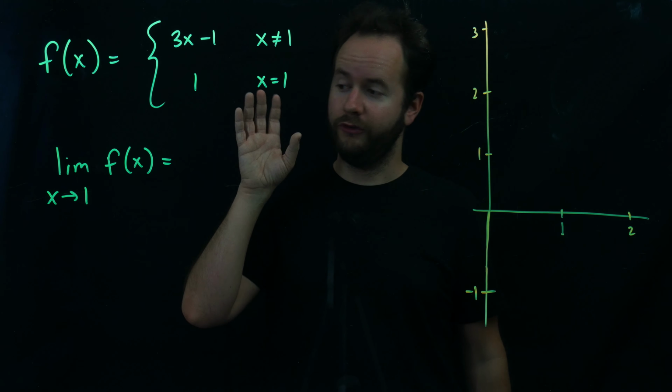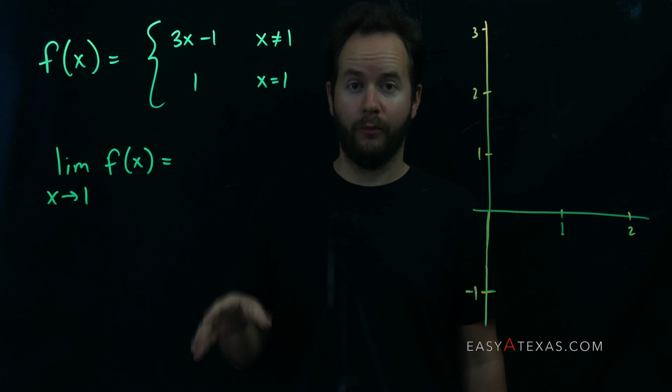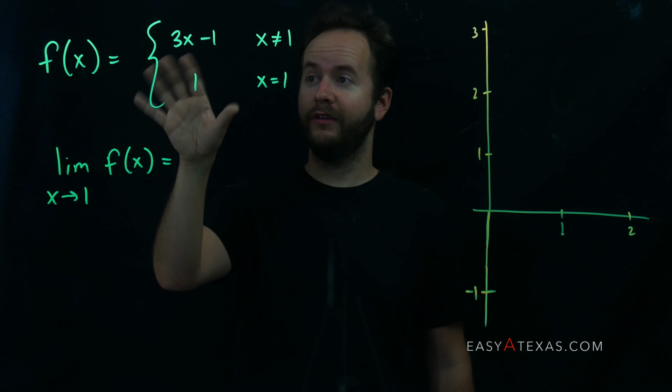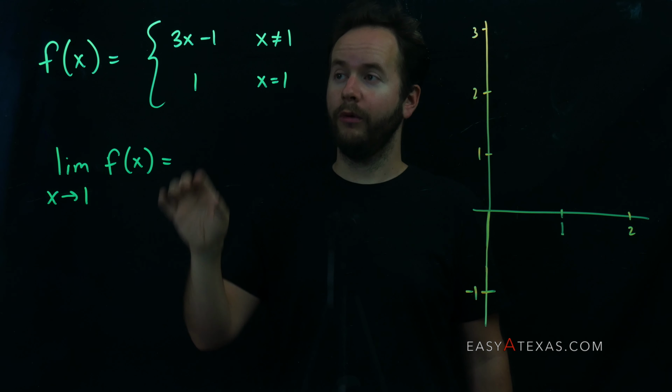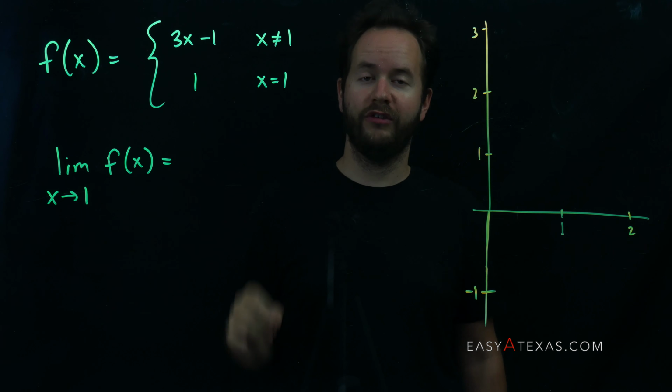This is a piecewise function where we're being asked the limit as x approaches 1. I want to show you two ways to do this problem, one of which is graphically. So we want to get a good sense of what this piecewise function looks like. What we're going to do is start by graphing 3x minus 1, which is a line with a slope of 3 and a y-intercept of negative 1.